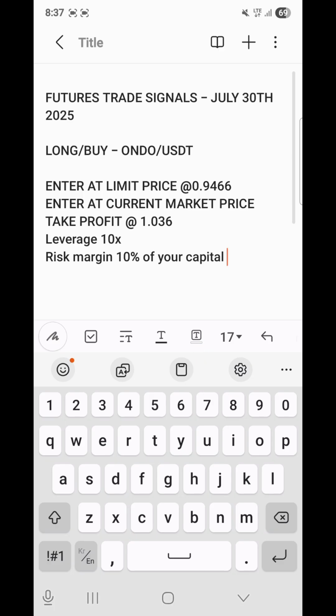I wrote it down here because most times you can get signals like this. Someone can send you a signal like this and then you'll be like, what's this guy trying to do? What's it telling me to do? So this is what you would see if someone sends you a signal. You get? So let me head over to Bybit immediately.